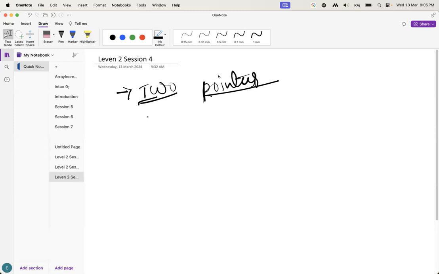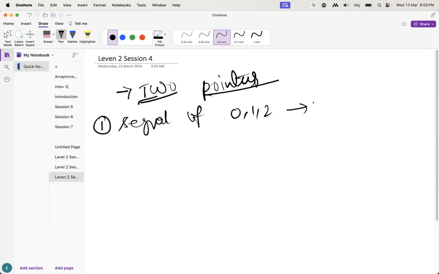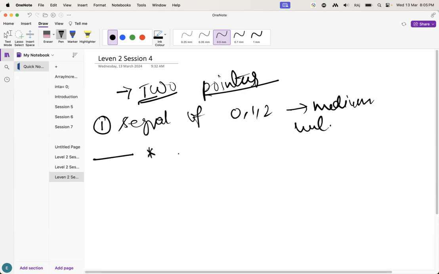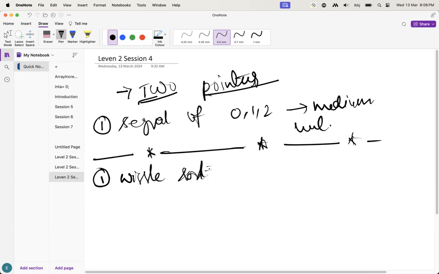Okay, guys. Yesterday I explained one problem, that is segregation of zeros, ones and twos. That is very important, guys. That is a medium level question. Okay, guys. Today I'm going to talk about the wiggle sort. What does it mean by wiggle sort, guys?